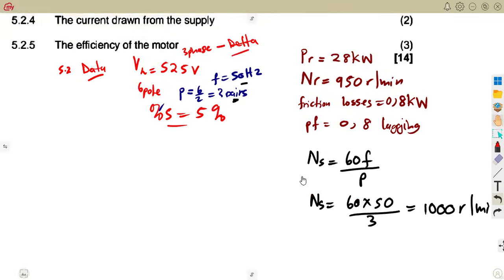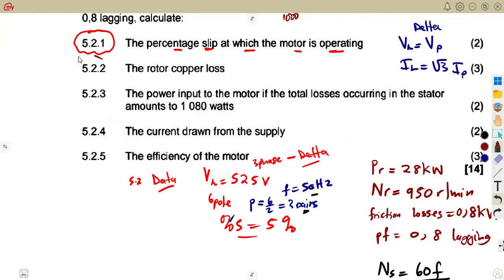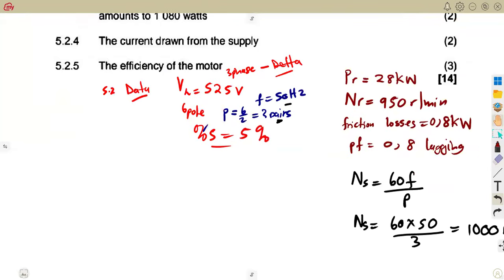Let's consider the other question that we are given. In this case, they want you to determine or calculate the rotor copper loss. Remember from the formulas of the rotor copper loss, when you're considering the rotor input and the rotor output, there are so many formulas that we put into consideration there.